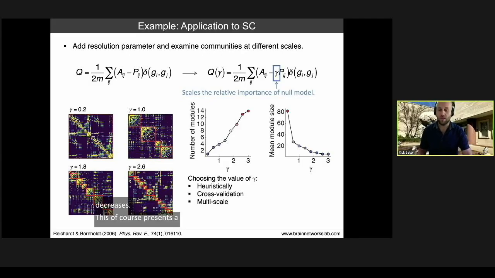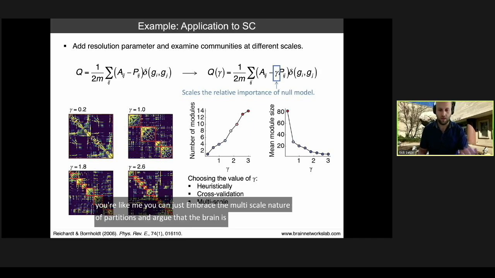This, of course, presents a challenge. If we want to do this kind of multi-scale community detection, we have added this new parameter whose value we have to fix somehow. We can do this lots of different ways, by choosing a gamma that maximizes some additional heuristic. We can choose gamma via cross-validation, or if you're like me, you can just embrace the multi-scale nature of partitions and argue that the brain is probably not well described at a single scale, but is described at different scales. There are coarse modules that describe the brain's mesoscale structure, and also fine modules. But the important point, from a practical perspective, is that the value of gamma equals 1, which everybody loves, and which is in fact hard-coded into some software packages, is not special. In general, you must vary gamma. There's nothing special about gamma of 1. It's important to vary that number a little bit in any application.